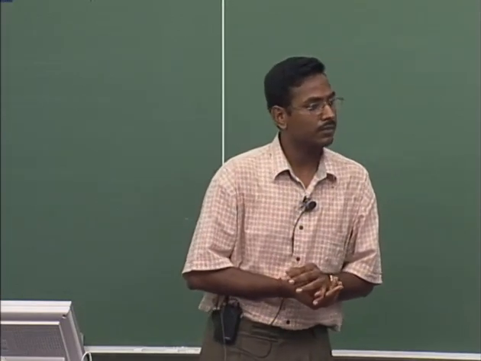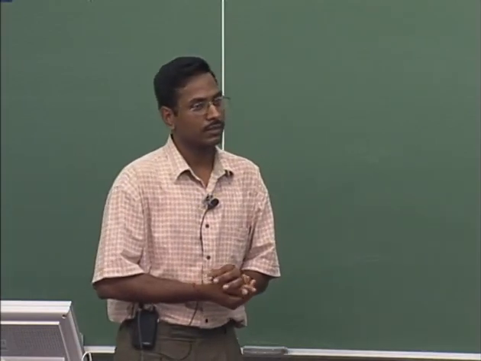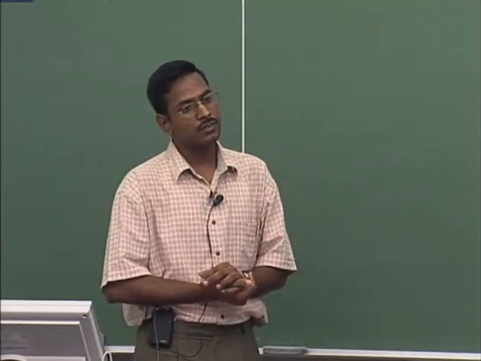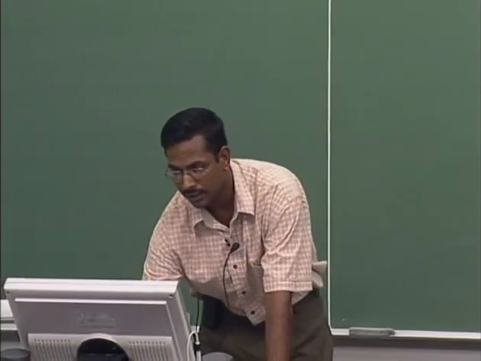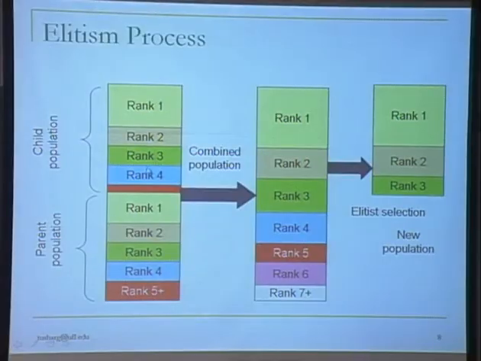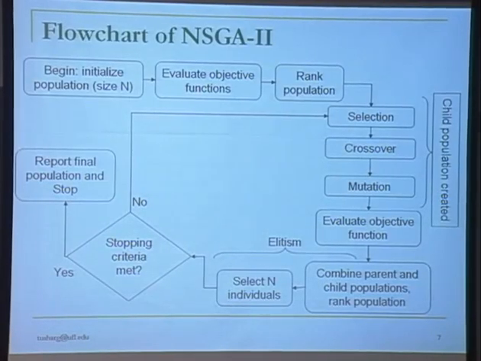Okay. So do you use tournament selection? Yes, I do use tournament selection. So how do you create the child population here? After doing the elitism, this solution is the child population. No, I mean in the flowchart, how do you create the child population from the rank population of parents?